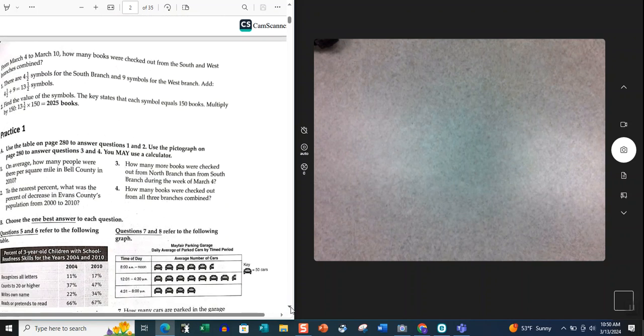Now we come down here to practice 1. It says use the table on page 280 to answer questions 1 and 2. Use the picture graph on page 280 to answer questions 3 and 4. You may use a calculator.